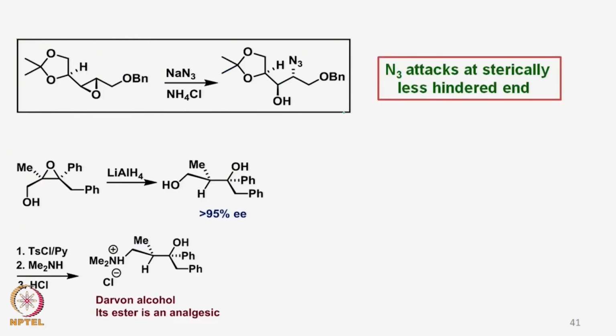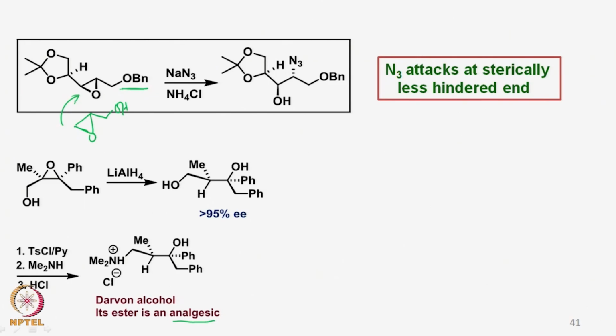So, we will look at one more example in which a very interesting compound, Darvon alcohol, which is an analgesic, has been prepared. So, we take this particular epoxy alcohol, which is derivatized to the corresponding O-benzyl group now here. That means we are starting from the corresponding epoxide here and basically converting it into the O-benzyl.